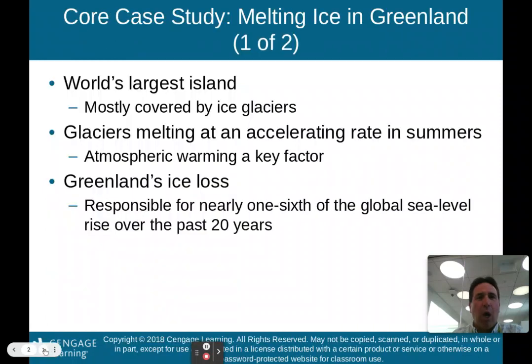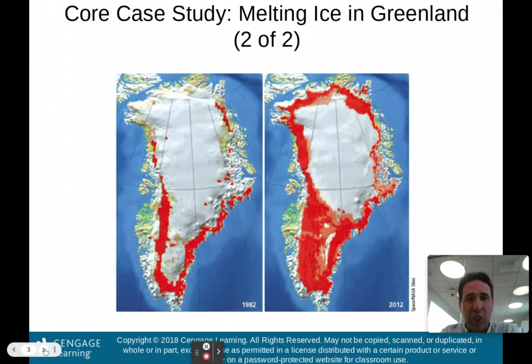All right, so it starts off with a core case study talking about the melting ice in Greenland. Greenland is the world's largest island, and is mostly covered by ice glaciers. However, the glaciers have been melting at an accelerating rate each summer, and we believe atmospheric warming, or global warming, is a key factor in the acceleration of these glaciers melting on Greenland. Greenland's ice loss is responsible for nearly 1/6 of the global sea level rise that we've experienced over the past 20 years.